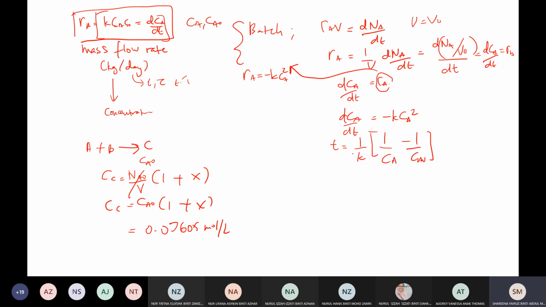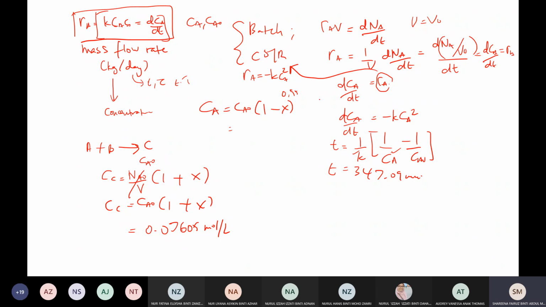Okay, so kira K dia, masukkan nilai K, kira nilai CA, kita boleh tahulah sebab CA is equal to CA0 (1 minus X). X is target, kalau 0.95, replacekan dia CA0 yang you dapat tadi, you akan dapat what is CA. Okay, so masukkan T you akan dapat around 347.09 minit.